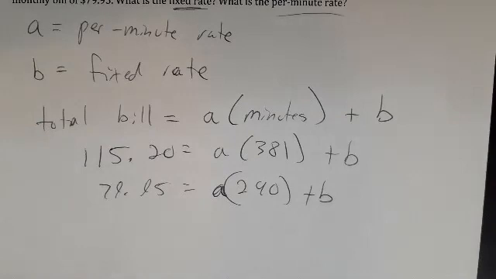And now we're looking at this. We have two equations. We have two unknowns. We want to solve this system of equations to figure out what our per minute rate is, what our base rate is. And so going back, when we're solving systems of equations, we were given two sort of routes. We could do substitution or elimination. So either way should get you the solution.